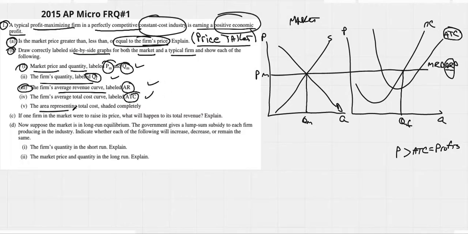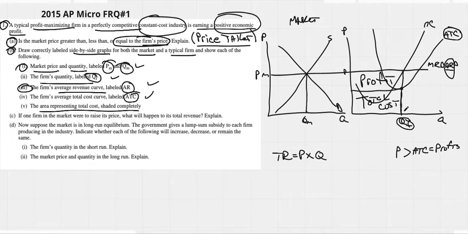The area representing total cost. A bit tricky there, right? We tend to know that total revenue is price times quantity. So here's our price. All of this would be total revenue. But to find total cost, we're going to go where QF is. We're going to go straight up. Where we hit that ATC, we're going to bounce straight to the left. We recognize that all of this is profit. This down here has to be what we call total cost, right there.